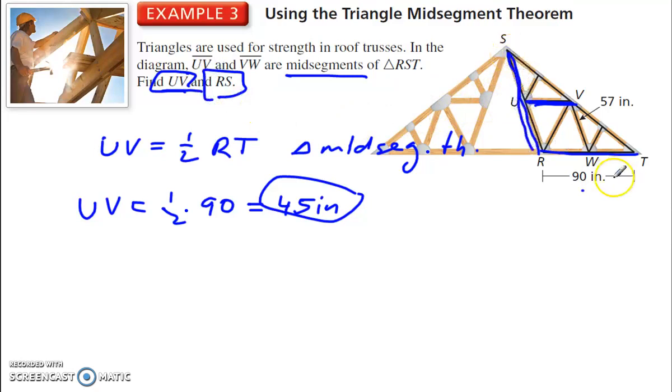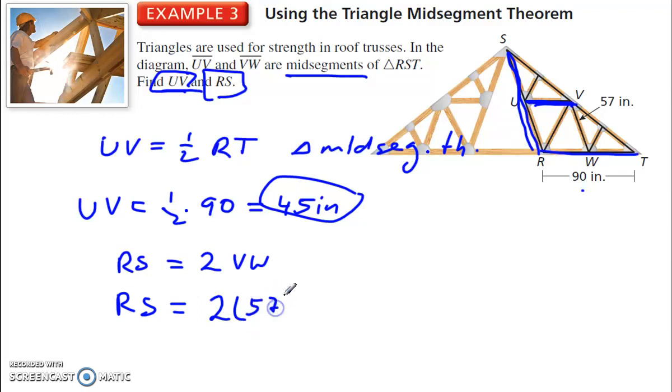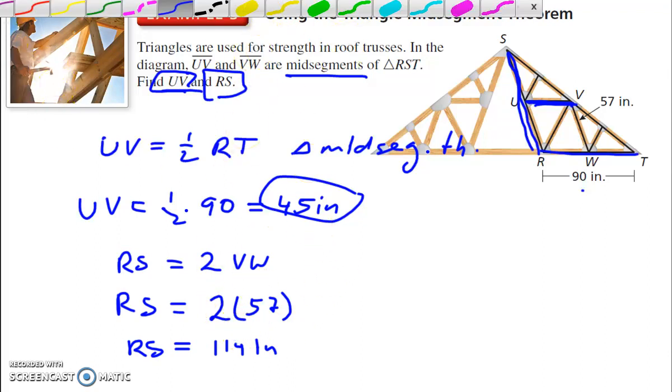RS is this line right here. And we know that RS is 2 times VW, because triangle midsegment says that VW is half of RS. Right? And therefore RS is equal to 2 times 57. Therefore RS is 114 inches. That's a 14, not a 19. There we go. That was fun.